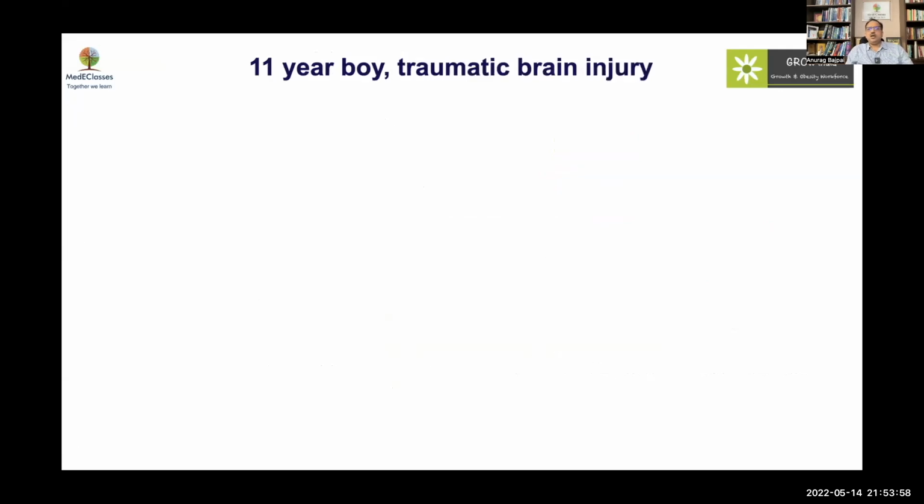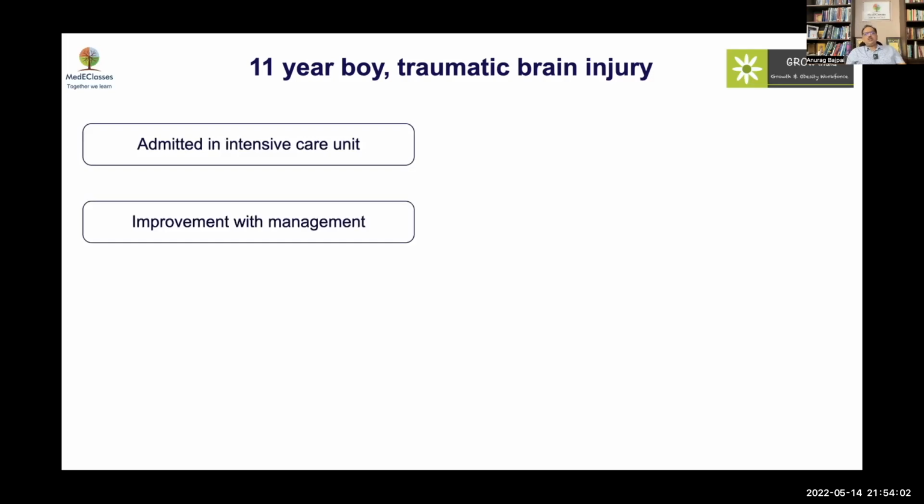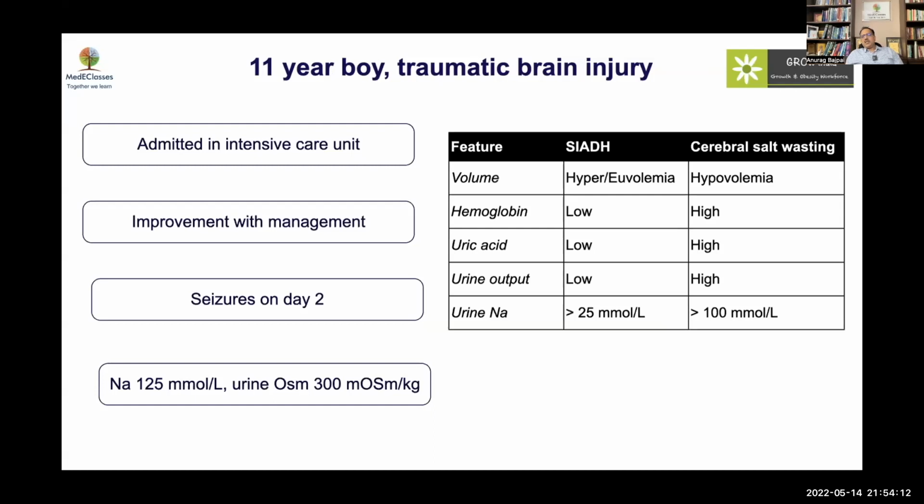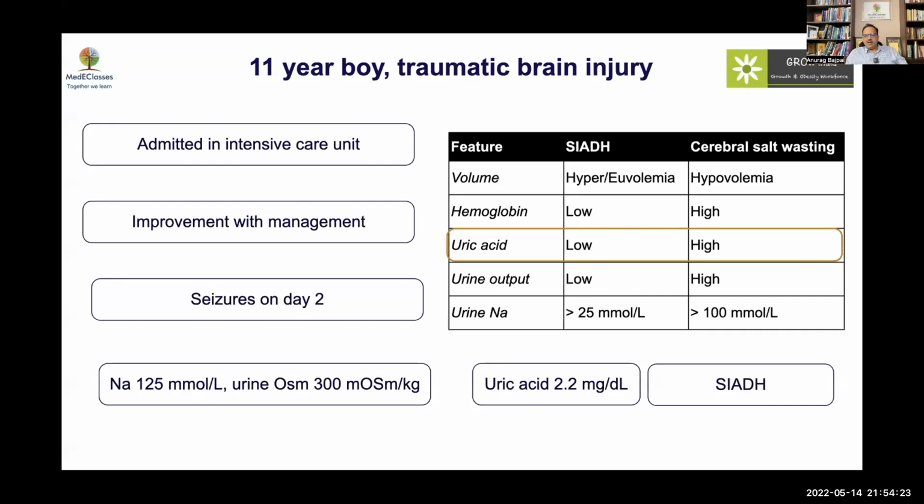Now we have an 11-year-old boy with traumatic brain injury, admitted in the ICU, improved with management, now developed seizures. There is hyponatremia. The urinary osmolality is on the higher side. So what do we do? Now, this could be SIADH or cerebral salt wasting. The most important investigation is uric acid, and uric acid here is low. So this will go more in favor of an increased volume and SIADH in that regard.